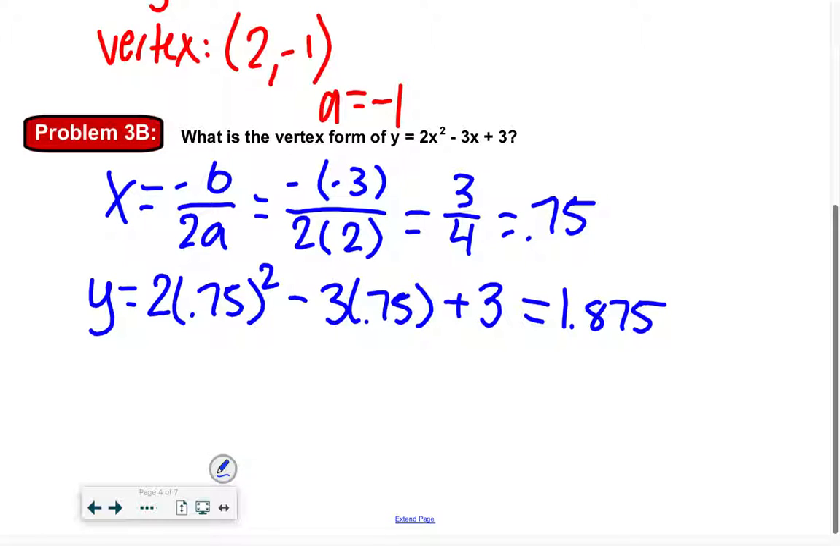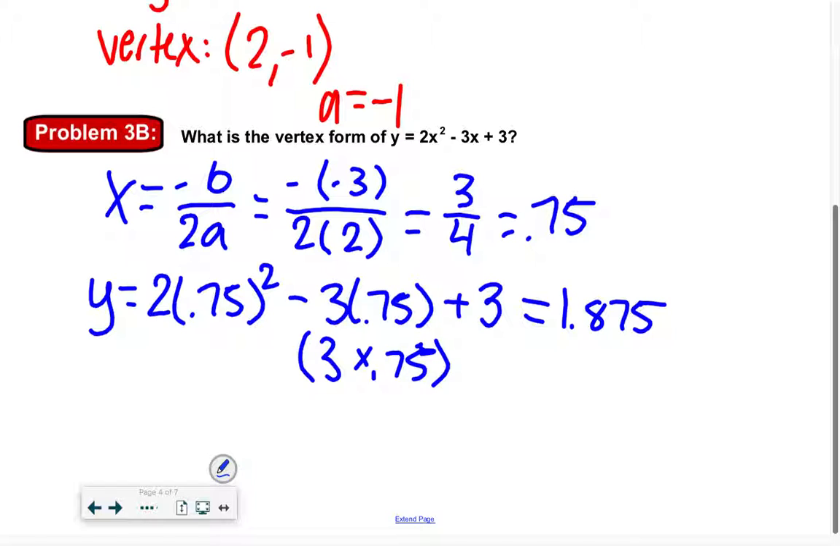When you use your calculator, I only like to do things once, so I make sure I'm careful when I do it. I would start with your 0.75 squared times 2. Then when you subtract, make sure you put parentheses around 3 times 0.75. If you don't use the parentheses, stuff's going to get mixed up. Some calculators are smart, but anyway, I just want you guys to get the right answer.